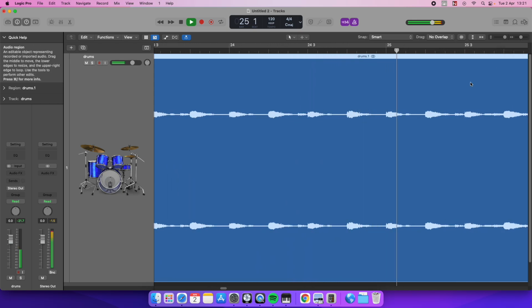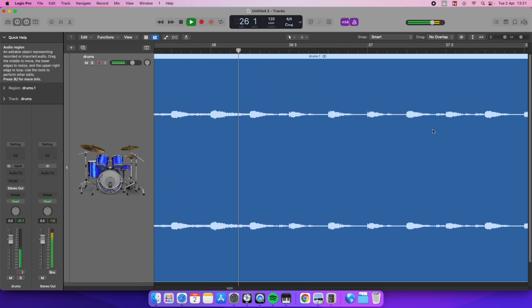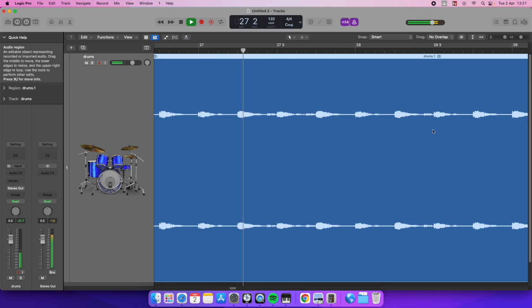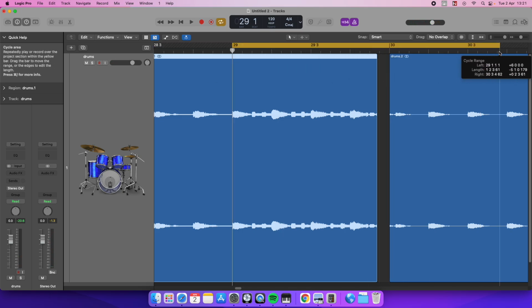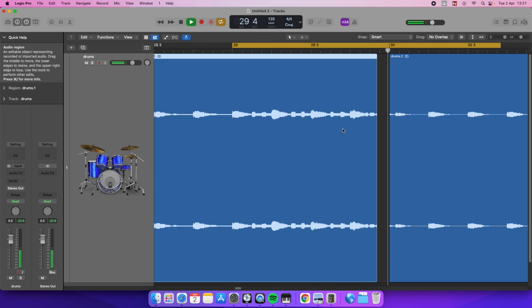Zoom in. Okay, that was pretty much on the money. It looks good. So we need to fix this stuff over here. So I'm just going to put in a little loop area. So this guy, I assume we need a brand new kick drum here to start at bar 30. So let's wipe this guy out of the way.